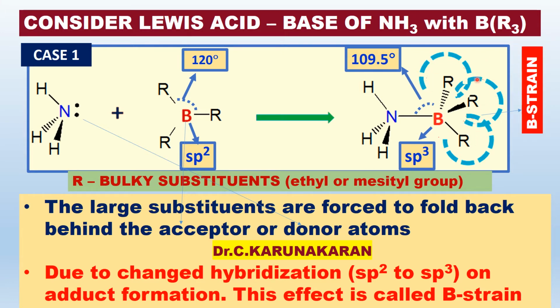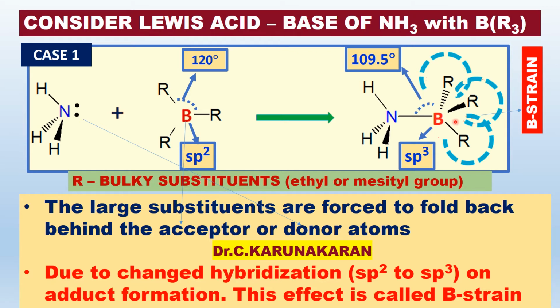See, this is back strain behind the boron atom. Or if you have bulky substituents behind nitrogen, they will have back strain. There are two possibilities. This is case 1. So the large substituents are folded back behind the acceptor. Here nitrogen is donor, boron is acceptor.